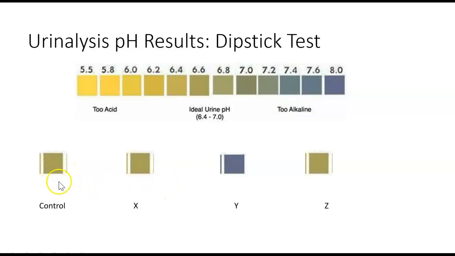This is the control, so this is normal, ideal pH. Here's patient X. Figure out where they would fit on the scale, patient Y, where they would fit on the scale, and patient Z, where would they fit on that scale. Fill in your data table.